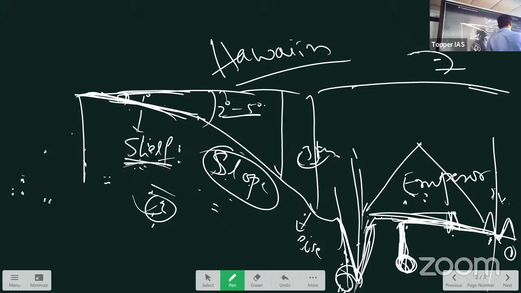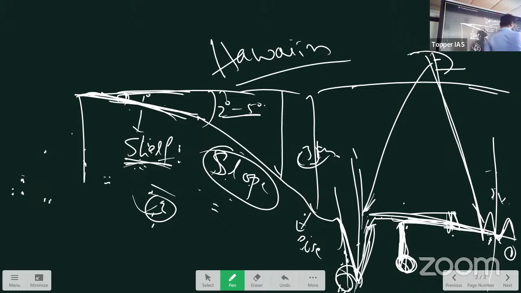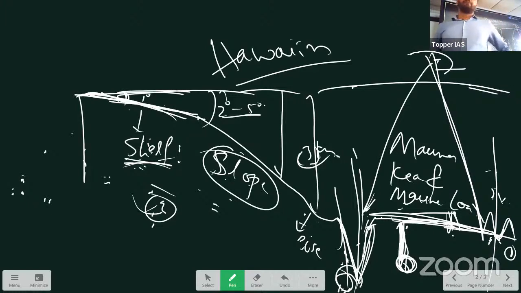Apart from this, within the same Hawaii Islands, there are some mountains which are the tallest in the world. If you measure from base to the peak, they are tallest, around 10 kilometers. Tell me two of them. Mauna Kea, and next to that there is Mauna Loa. You can check all of these in maps. These are tallest in the world if you consider from base to the top.